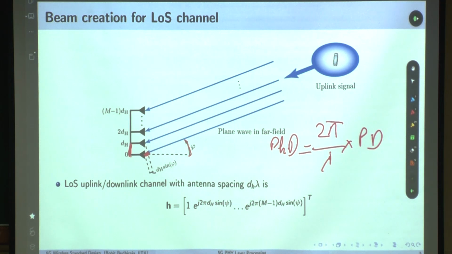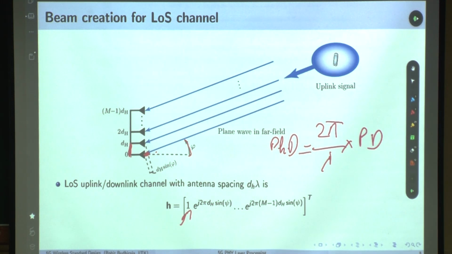This path difference will progressively increase between this and this, and between this and this. So if we consider that this has 0 phase, this will have a phase of 2 pi by lambda into d sin phi. That's what I have written over here. Looking at this, this is the channel of the first antenna. I have written it as 1 because it has 0 phase, e raised to the power j0.